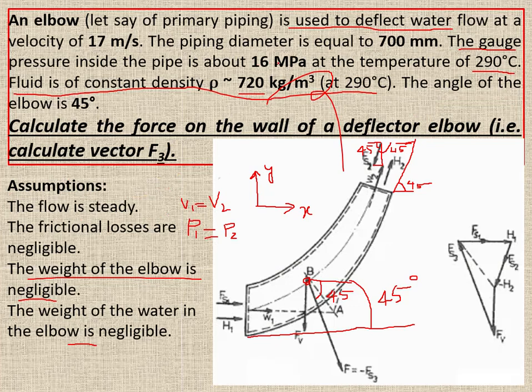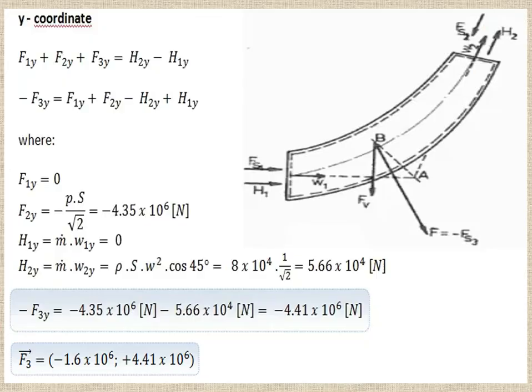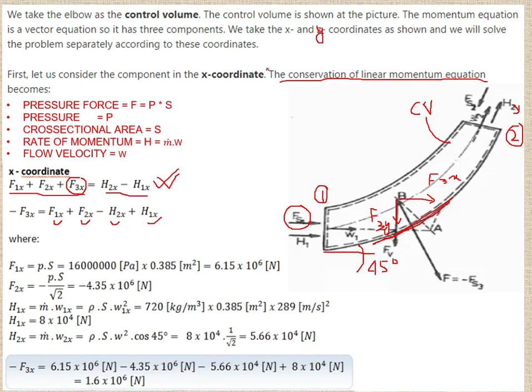16 into 10 to the power 6 pascal. Make sure the units are properly transformed into the SI system or FPS system, whatever system you are using to solve your problem. So this is 16 megapascal, mega means 10 to the power 6, into the area that was given, the 700 millimeters, which we change into the cross section area.